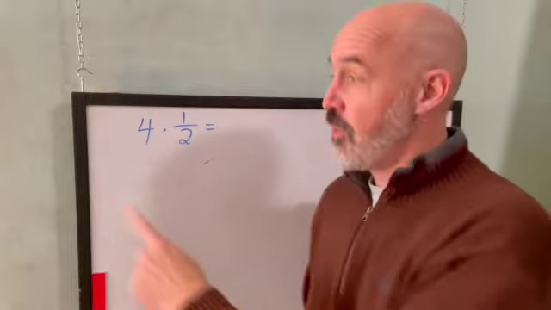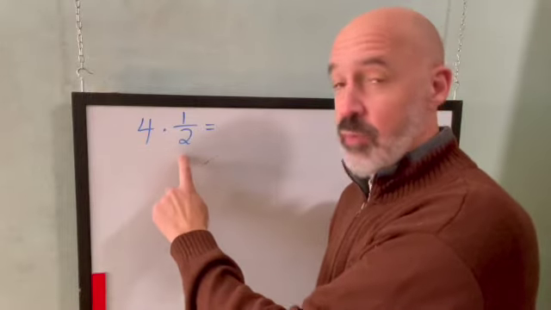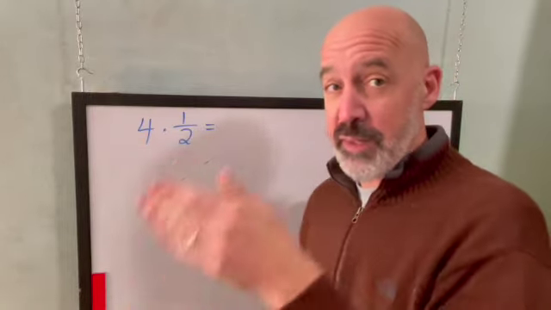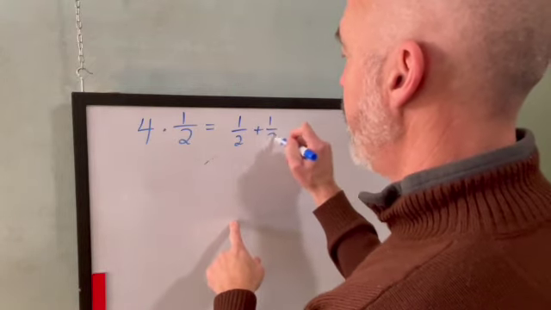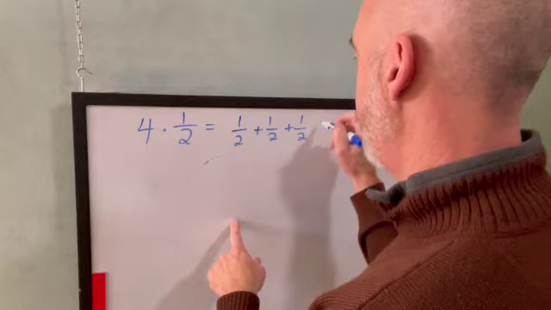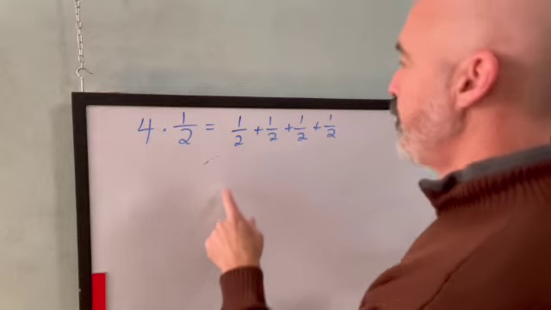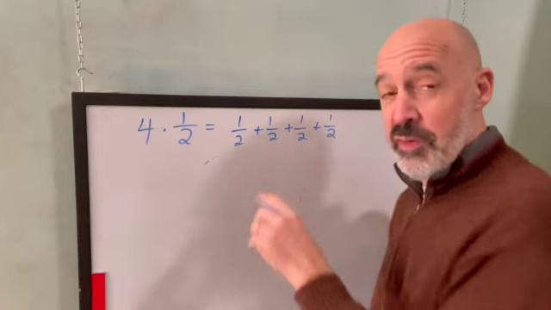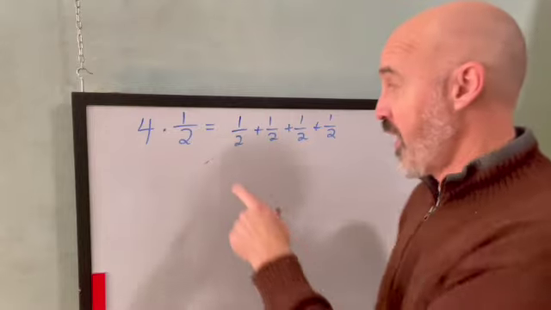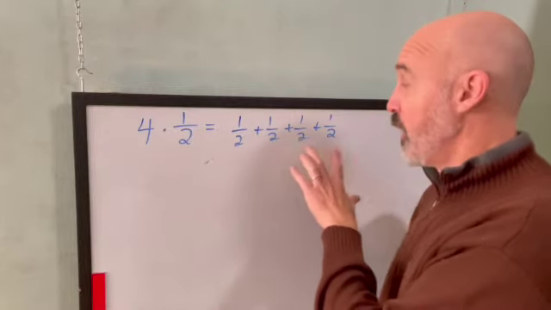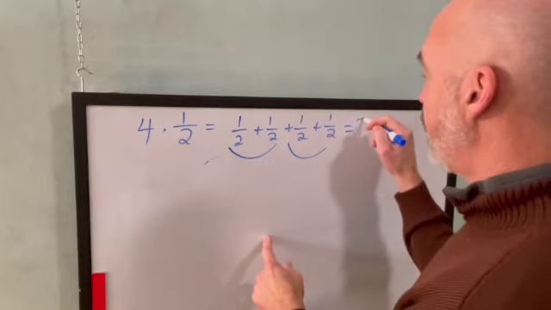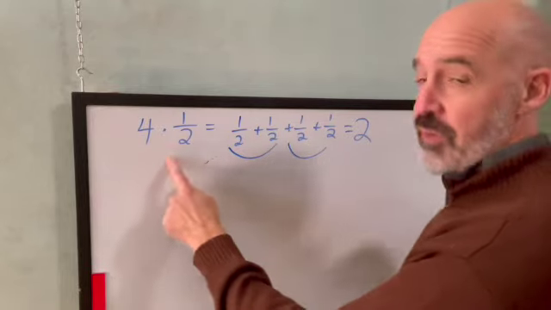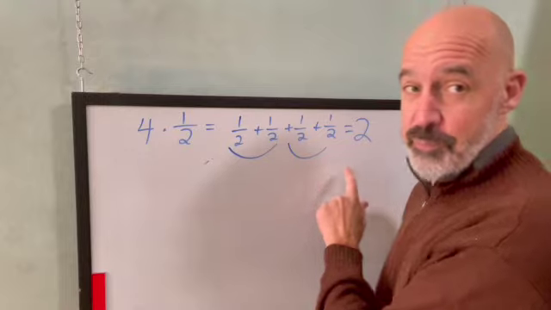And here's why. So if I have 4 times 1/2, remember it's repeated addition. This is equivalent to 1/2 plus 1/2 plus 1/2 plus 1/2. So in my other videos, I go over sense making on why 1/2 plus 1/2 is 1 whole. And so here we have 1 whole twice. So the answer is 2. So 4 times 1/2 is 2.